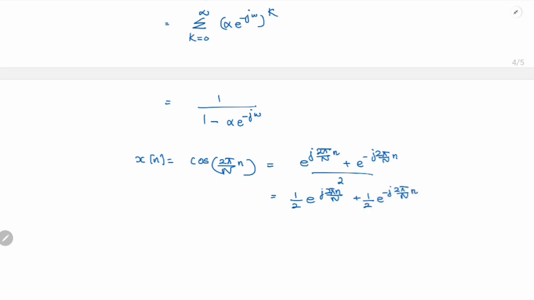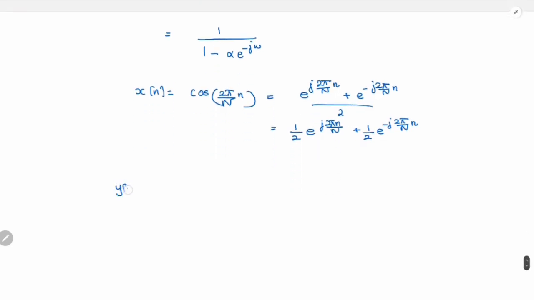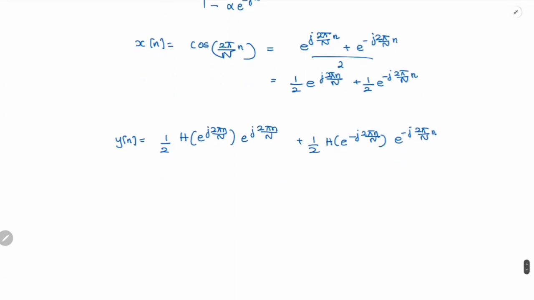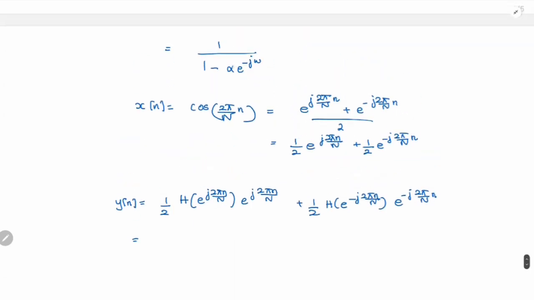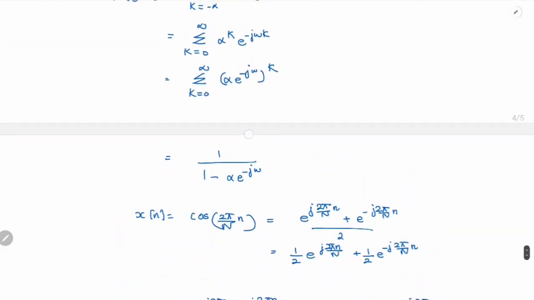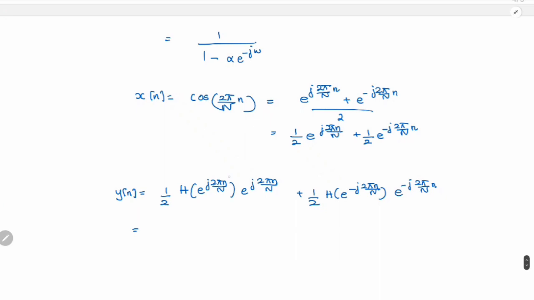Now what will be my output y of n? So y of n will be nothing but half into H of e power j 2 pi by N, e power j 2 pi n by N, plus half into H of e power minus j 2 pi by N, e power minus j 2 pi by N into n. So I can substitute this e power j 2 pi by N in here, right? Again, this n will not come, it will just be j into 2 pi over N. Only the omega naught matters, not the n, okay?